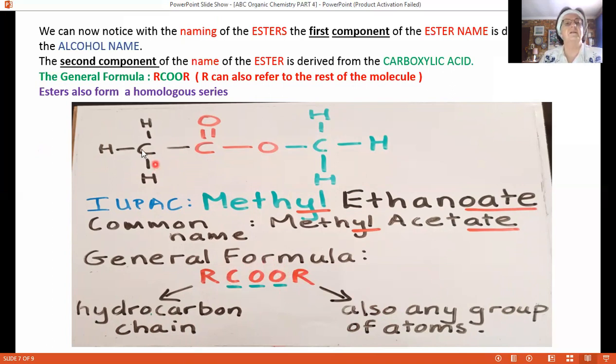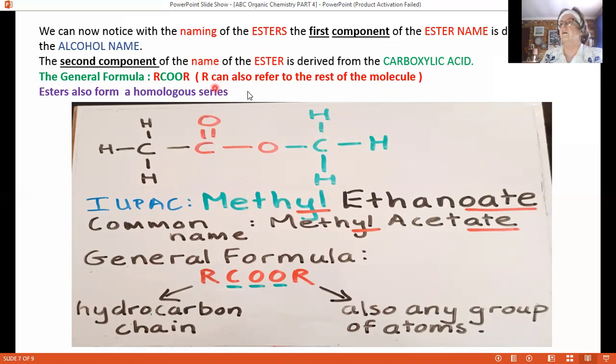So let us look at this. We have now noticed that the naming of the ester, the first part is derived from the alcohol name, right? I've done it in all the examples. I've put the focus on that. And the second component of the name of the ester is derived from the carboxylic acid, right? We've done it in each example. I've shown you that.